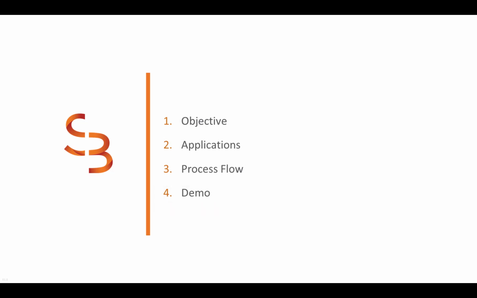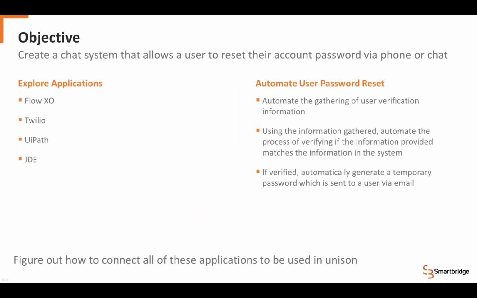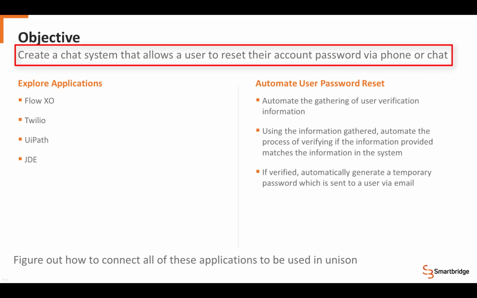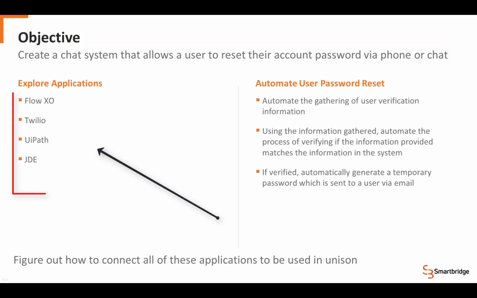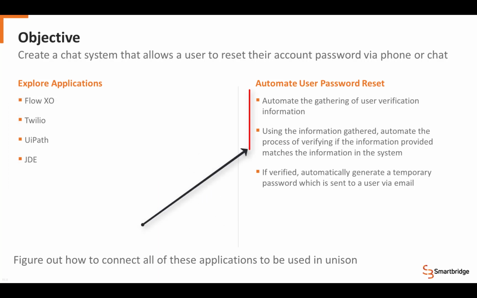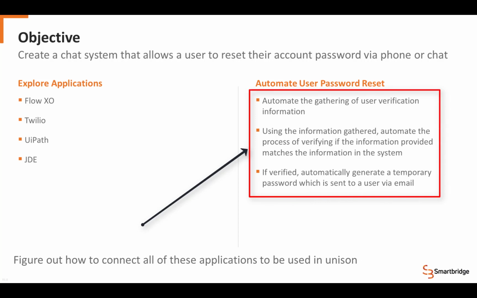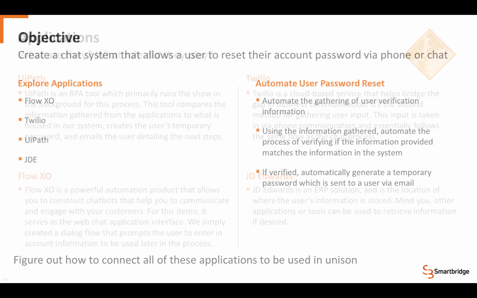Let's dive in. The objective of this proof of concept is to create a chat system that allows a user to reset their account password via phone or chat. To the left, you can see the applications that were used to create this process. We'll review each application's role in detail later. To the right is the overall end goal for the project. We want to gather information in an automated fashion, use that information to verify identity, then send the user a temporary password via email, which is used to create their new account password.